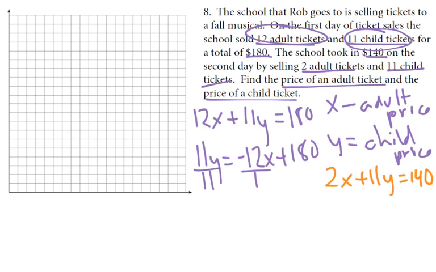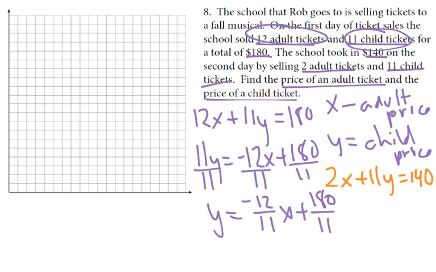Divide by 11. Get y equals negative 12/11 x plus 180 over 11. Ugh. That's a really hideous looking one, isn't it? Because I don't think 11 goes into 18 very well.